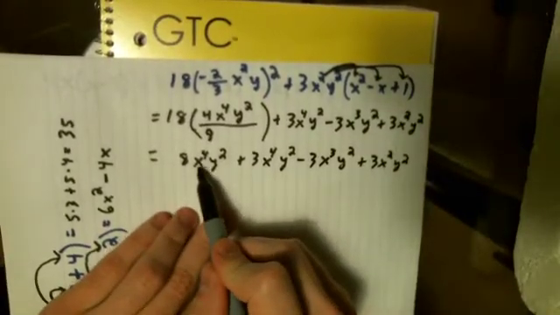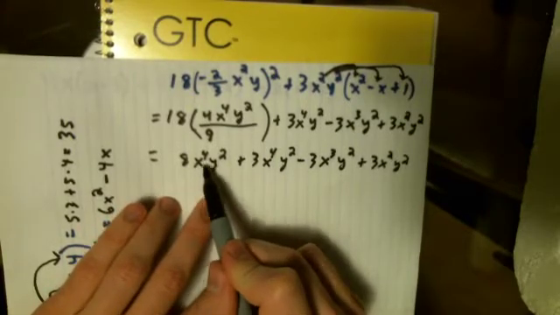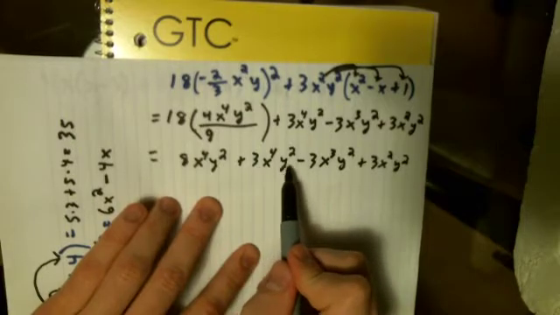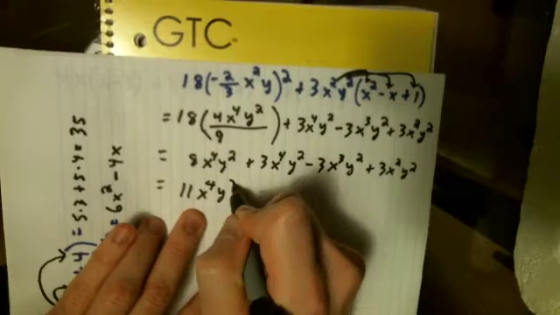Now I can combine these two terms together because I have the same variables with the same powers. 8x to the 4th y squared plus 3x to the 4th y squared gives me 11x to the 4th y squared.